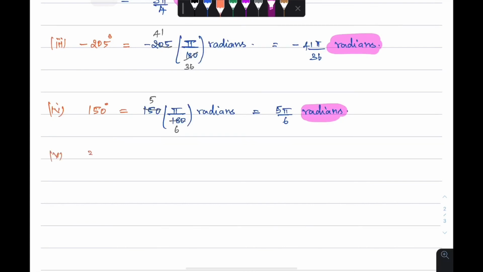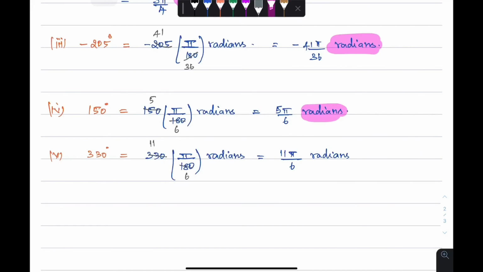Let's do the fifth question. 330 degree again can be converted as 330 into pi by 180 radians, which is again equal to, you simplify it, see what you're getting. So I'm trying to do all the problems. So this is the answer. I think you would have got it. Cancel it in 11. So it's quite simple, children.